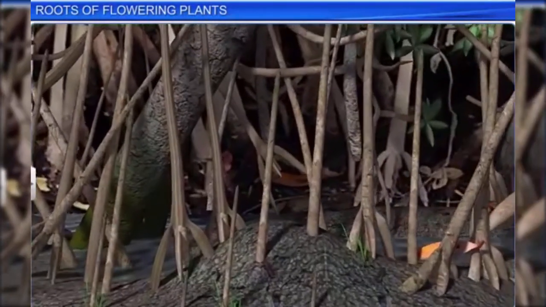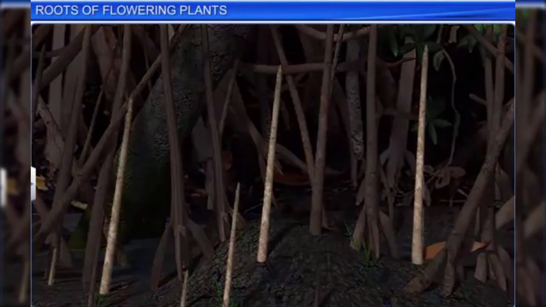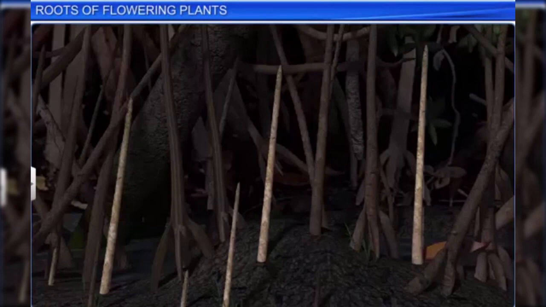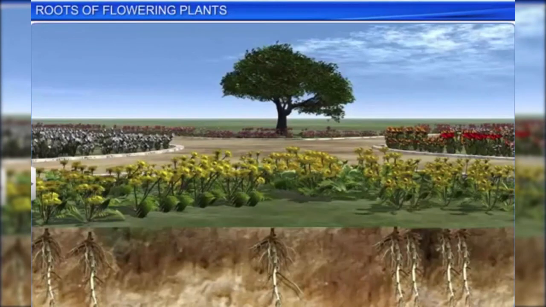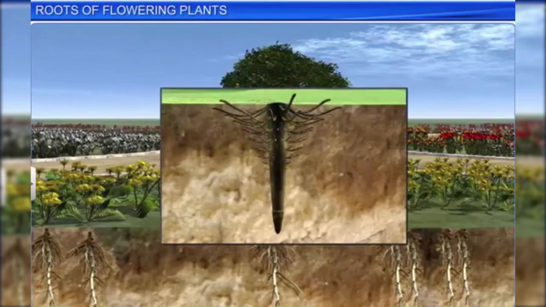Roots also modify themselves to help get oxygen for respiration. Such roots are called pneumatophores and are seen in plants like Rhizophora that grow in swampy areas. Therefore, the root system forms an important part of a flowering plant.